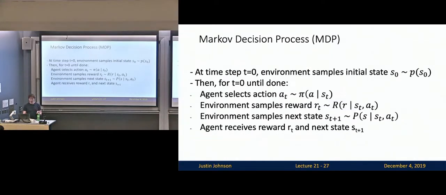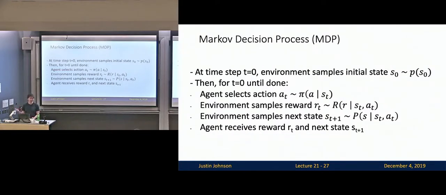And then to talk a little bit more formally about what's going on as the agent is interacting in the environment, at the very first time step, t equals 0, the environment is going to sample some initial state, s_0, from some prior distribution over initial states. And then we're going to loop from t equals 0 until whenever we're done. And at each time step, the agent will first select an action, a_t, that is sampled from the policy pi of a conditioned on s_t.